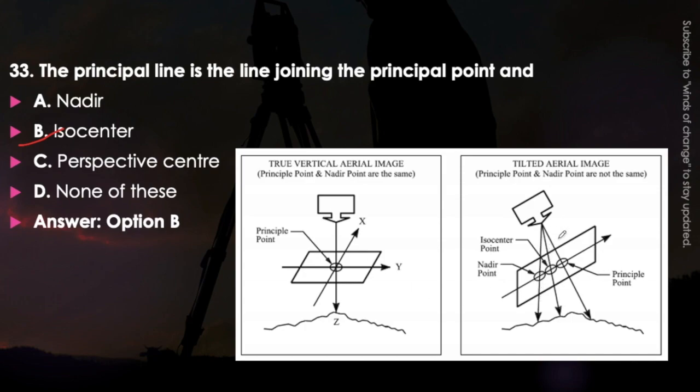You can see here this is the principal line, and this line will be joining, let's say this is the principal point, and this is the isocenter point, this is the nadir point. So if the line joins this isocenter point and this principal point, this will be called the principal line. So memorize it.